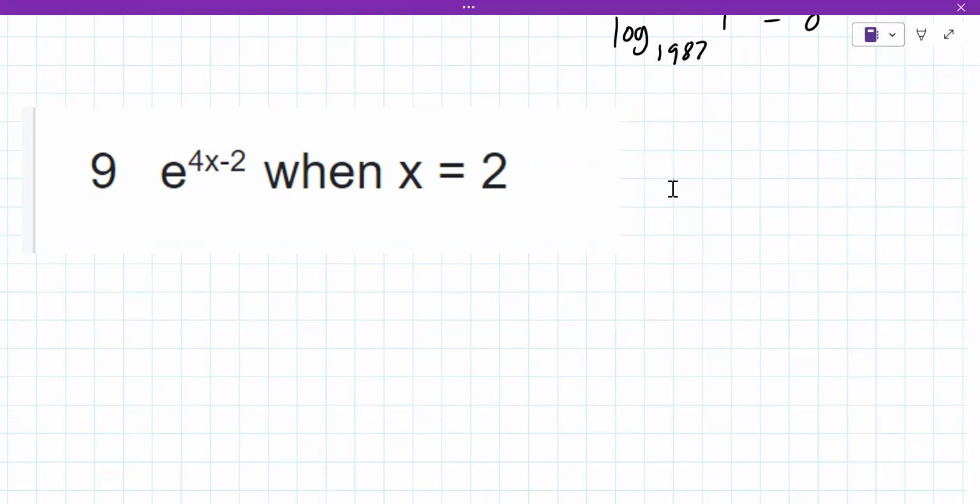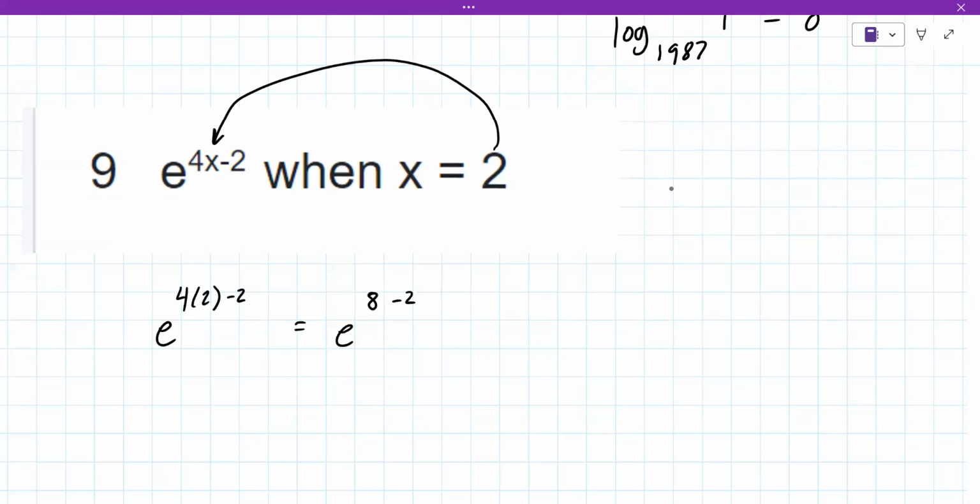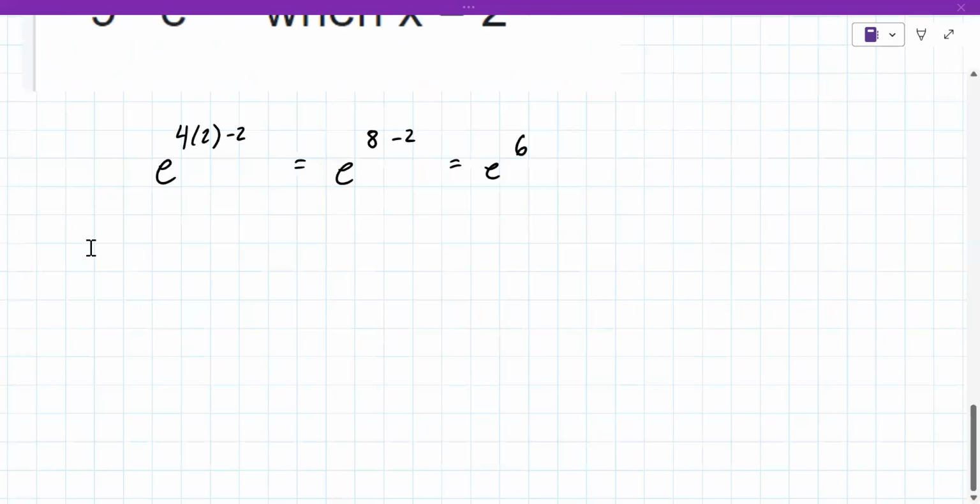Now we actually did this when we were graphing. It means to put 2 in for x. So this is e to the 4 times 2 minus 2 power, which is e to the 8 minus 2 power, which is e to the 6. Now you have to go to the calculator for this. And another reason we know is it says round your answer to 3 significant digits.